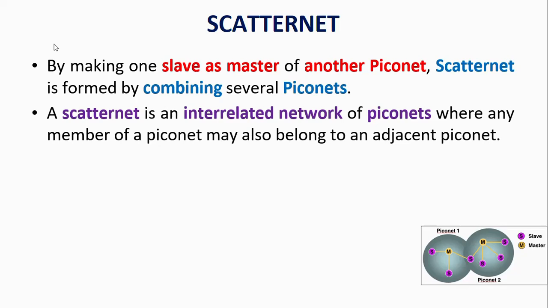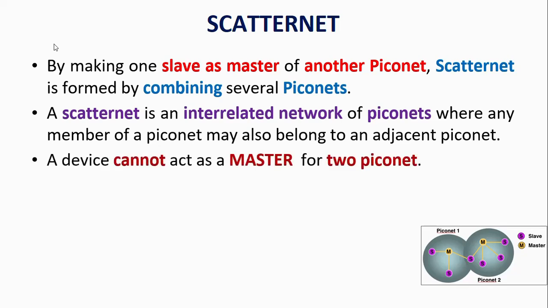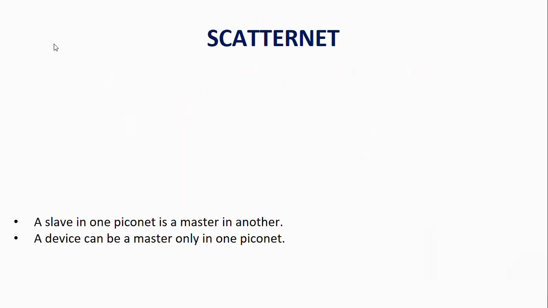So a scatternet is an interrelated network of piconets in which any number of piconets may also belong to the adjacent piconet. A device can act as a master for two piconets. It is infinitely expandable. So a scatternet is the linking of multiple co-located piconets through the sharing of common master and slave devices.